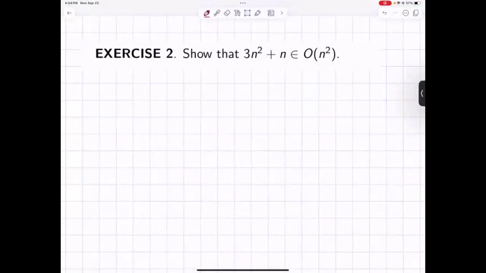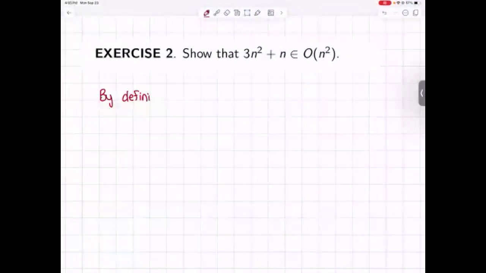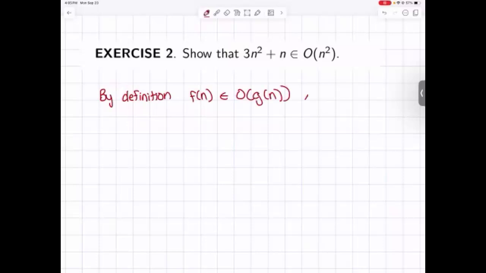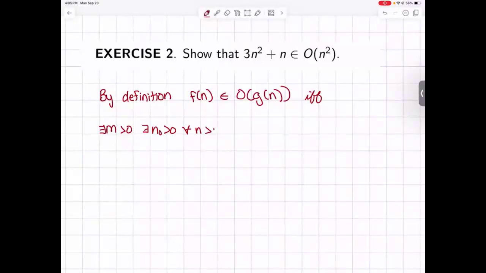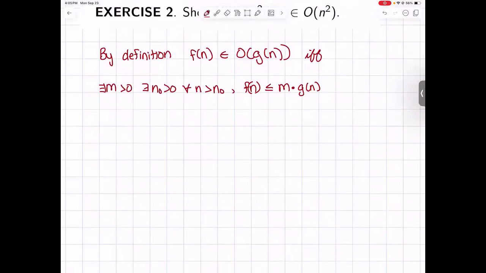Just like I said, I'm going to start each of these videos by reminding ourselves of what the definition of big O is, because we're going to need that to be able to do our proof. So by definition, a function f of n will be inside big O of g of n if and only if there exists an m greater than 0 and there exists an n naught greater than 0, for all n greater than n naught, such that f of n is less than or equal to m times g of n.